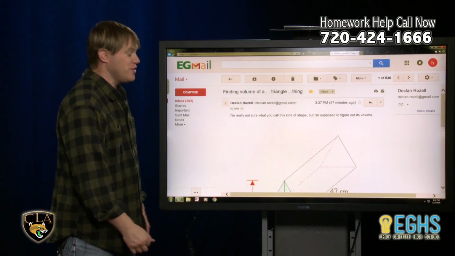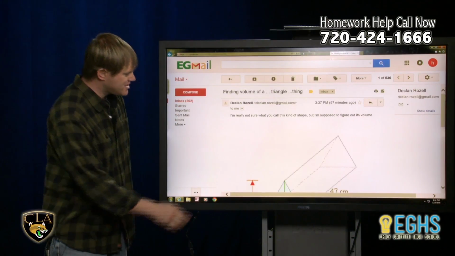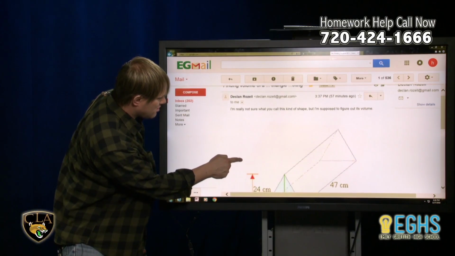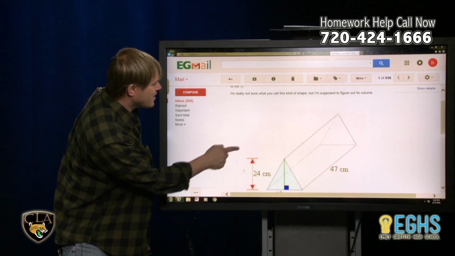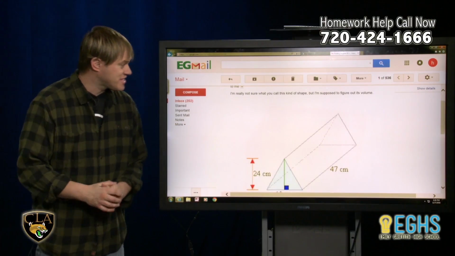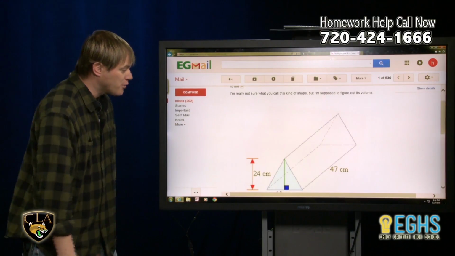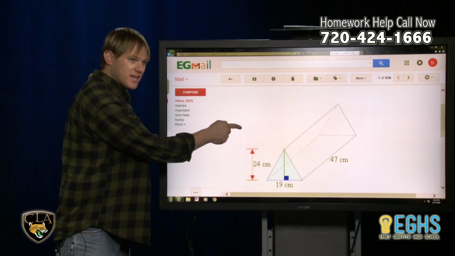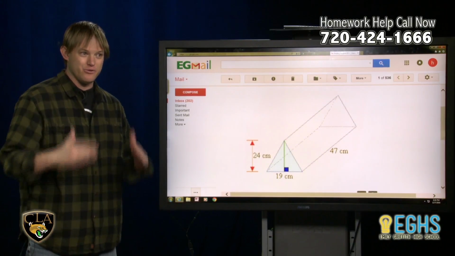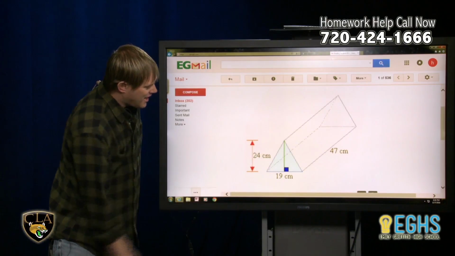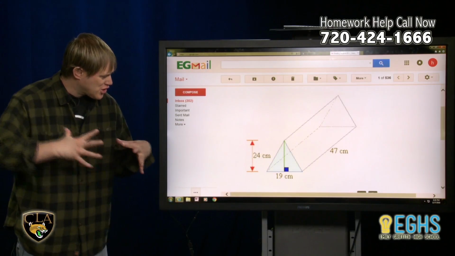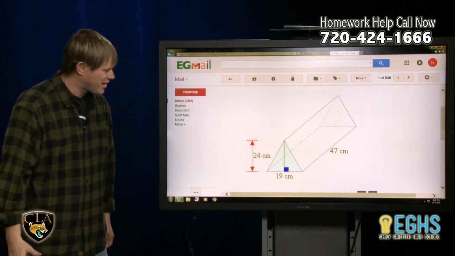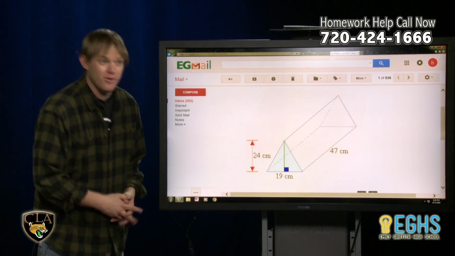It's going to go right here to the board, if you will. And this is kind of an interesting question here. Move that up a little bit so you can see it a little better. It says, I'm not really sure what you call this kind of shape, but I'm supposed to figure out its volume. It looks like a tent shape, like one of those A-frame tent shapes. So it's like a triangular tube. Tube's not the correct term. Did you say prism? I would say a prism.